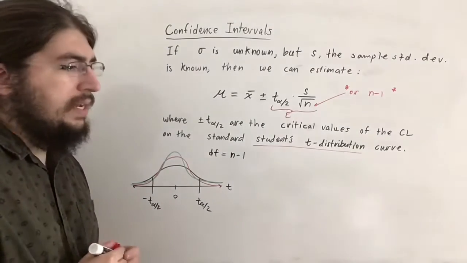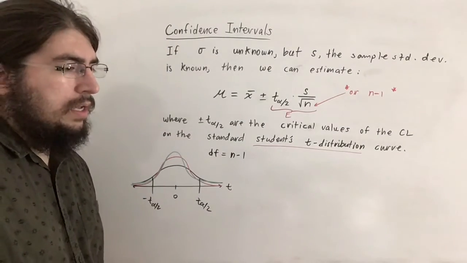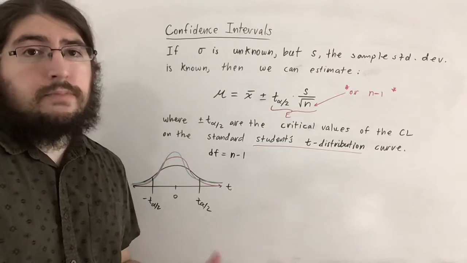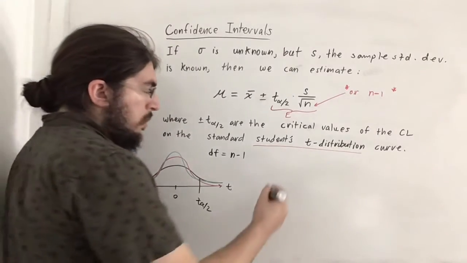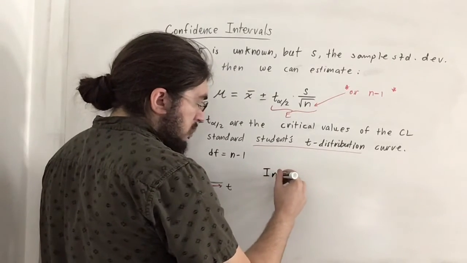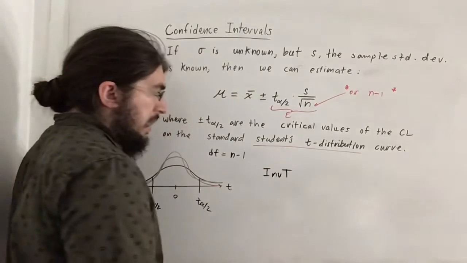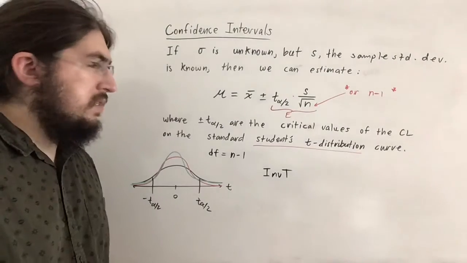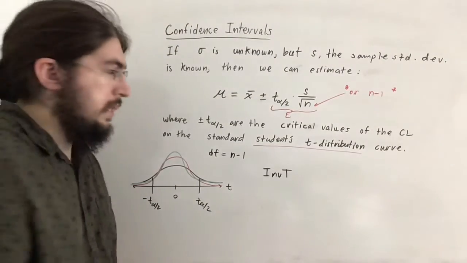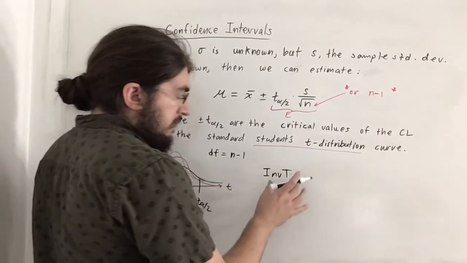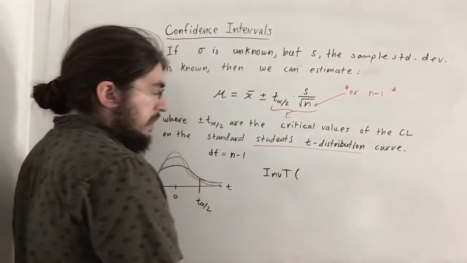Now how you find these is a little difficult depending on your calculator. Your calculator may have what I'm about to show you or it may not. What we want to use, similar to inverse norm, is what is called inverse t. Some calculators have inverse t, some don't. Mine, for example, does not, but there are some ways around this sometimes. Inverse t is very much like inverse norm, it just takes the area to the left.